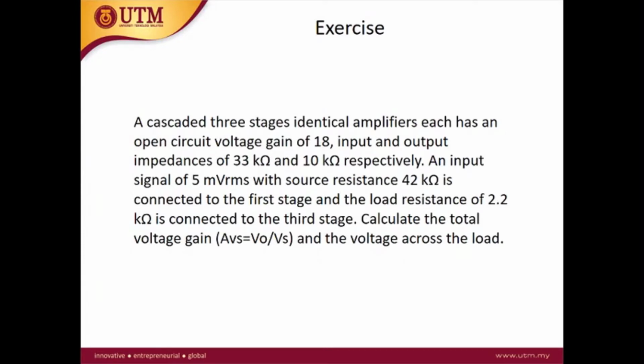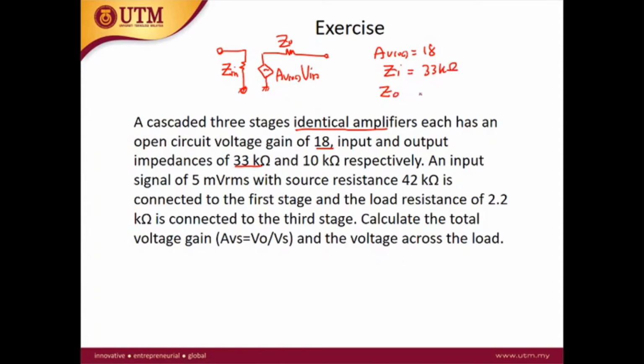Let's consider the non-ideal voltage amplifier model. The non-ideal voltage amplifier model should have the input impedance, this is the Zin, and this is your AVOC Vin, and it also has the Zout. We can consider a cascaded three-stage identical amplifier. Identical amplifier means all the three-stage amplifiers will have the same gain and the same input and output impedance. The AVOC is 18, the input impedance is 33 kilo ohm, and output impedance is 10 kilo ohm.